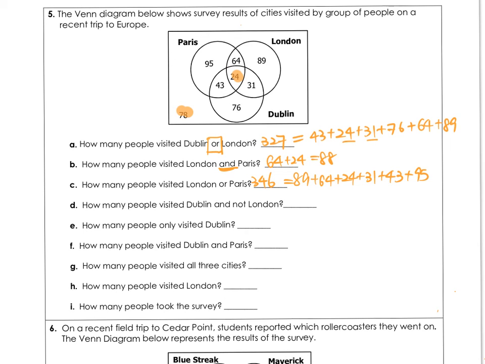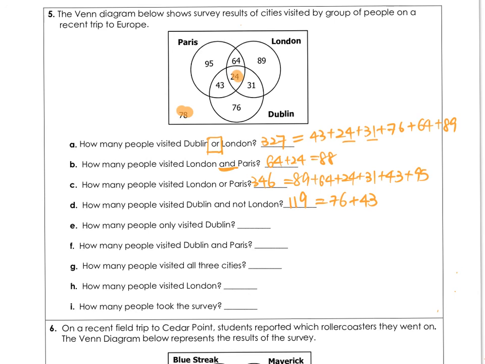D, how many people visited Dublin and not London? So Dublin is 76. I have 76 people who visited Dublin, and those 76 are not in the London circle. But there are 3 other numbers, 43, 24, 31. 24 and 31 have already visited London, so I cannot include them. So it's 76 plus 43, and that comes out to be 119.